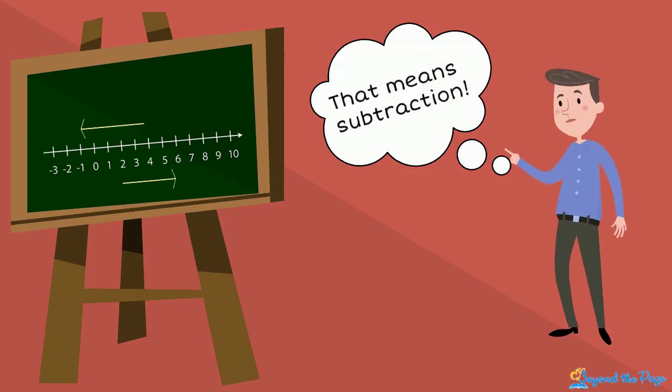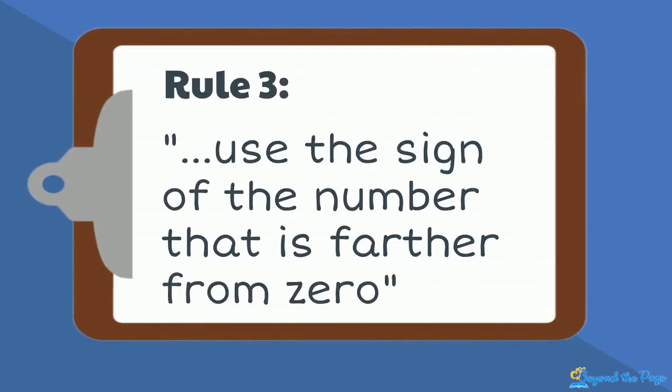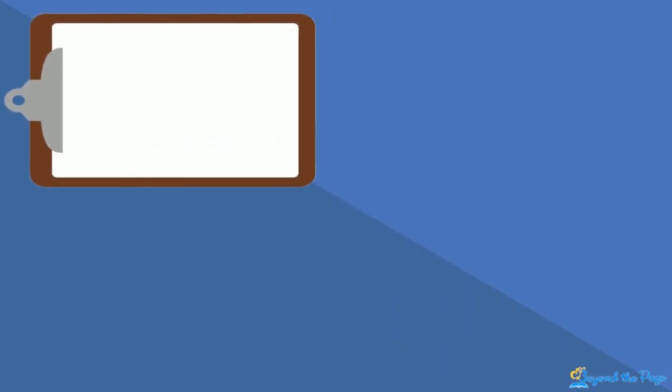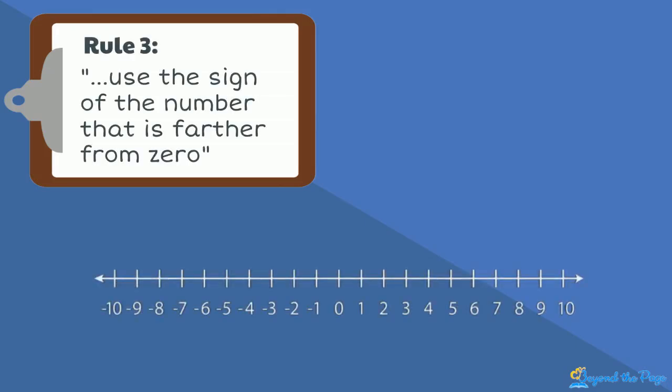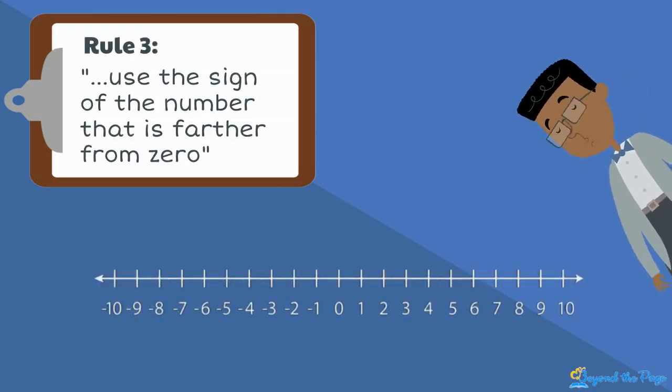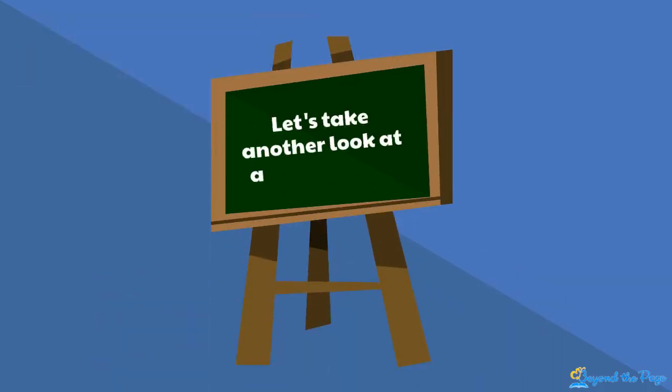Think about that second part of the rule for a moment. Use the sign of the number that is farther from 0. That's not too hard to do when you look at a number line, but no one wants to go around drawing number lines all day. Instead, you can figure out which number is farther from 0 by using the absolute value of the numbers.